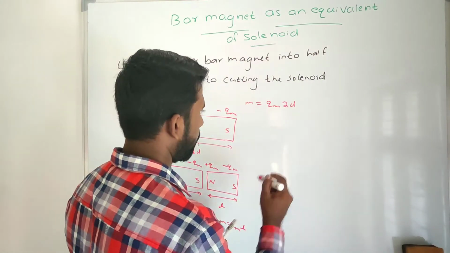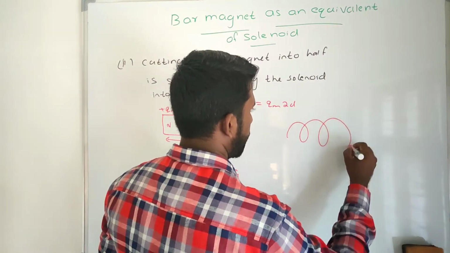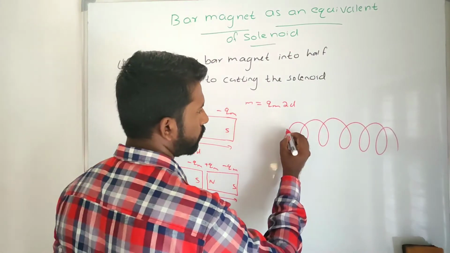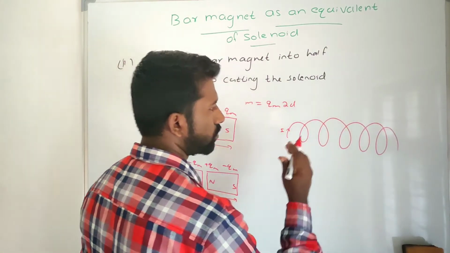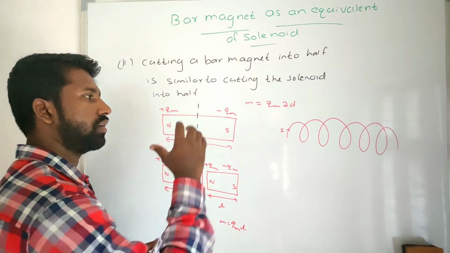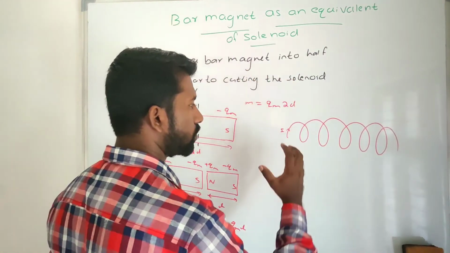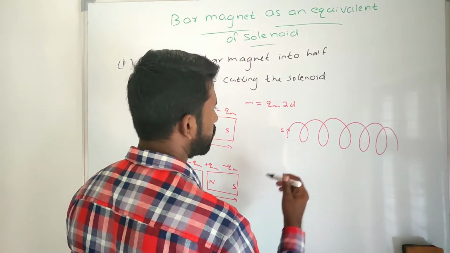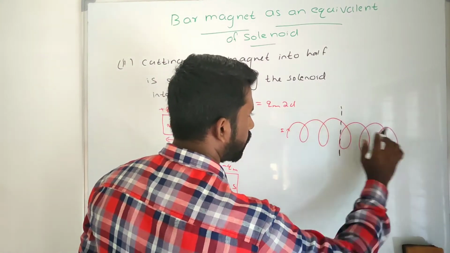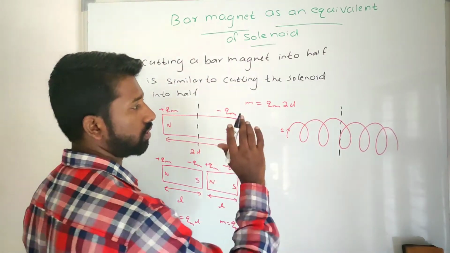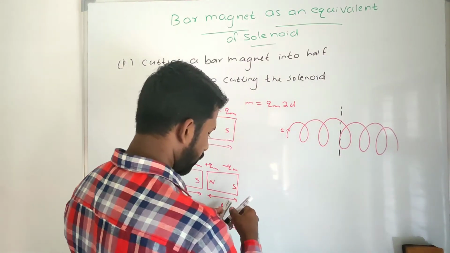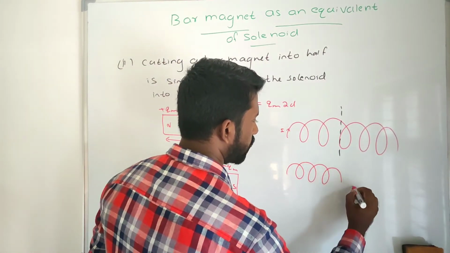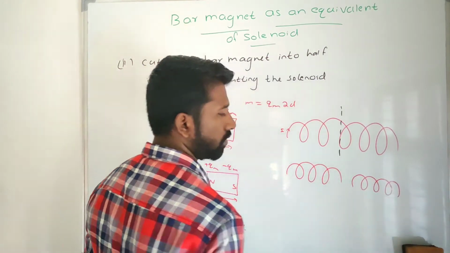For a solenoid, this is a solenoid through which current is passed. So this solenoid acts like a bar magnet, or it produces a magnetic field. The total number of turns I am taking as N. Now I am going to cut this solenoid into two, so I am getting two equal halves.